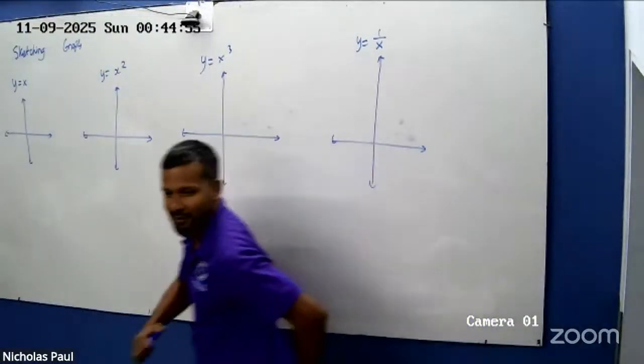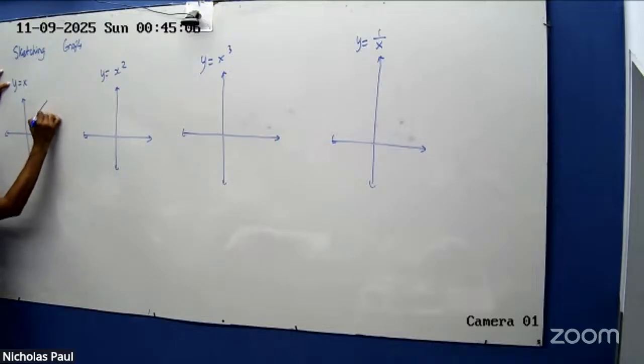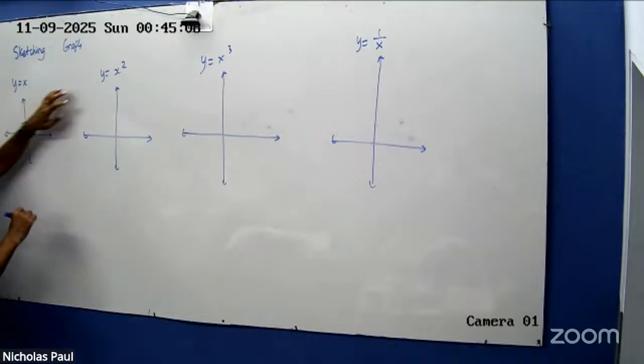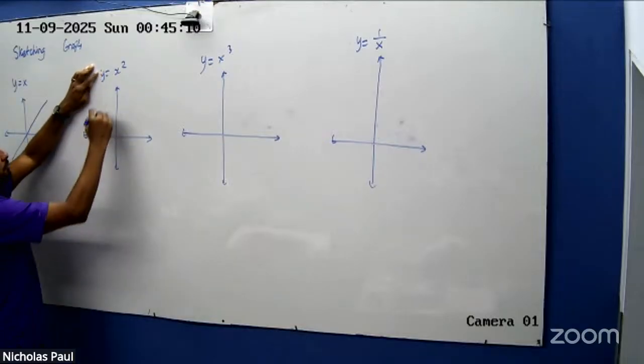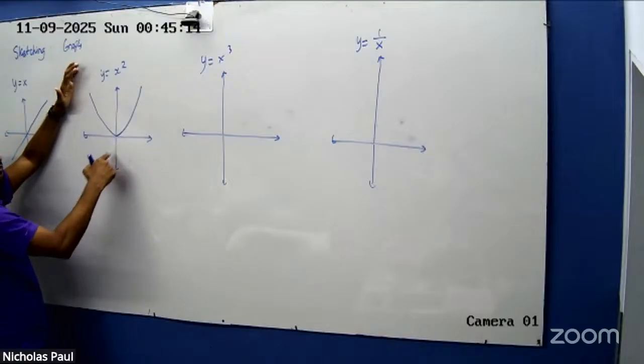Remember? What kind of graph? First graph is a nice straight line. Second graph, quadratic. To the origin, right? Turning point is at the origin.